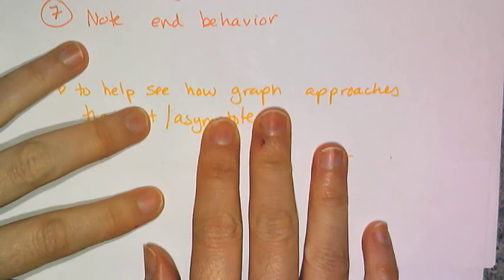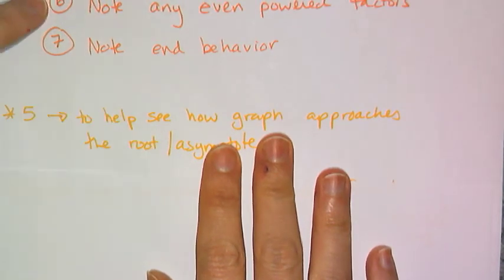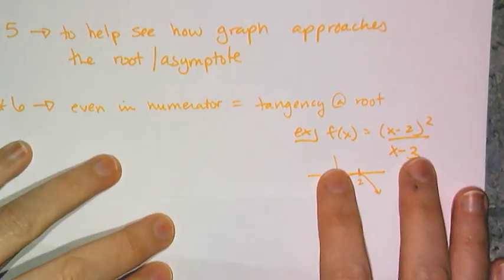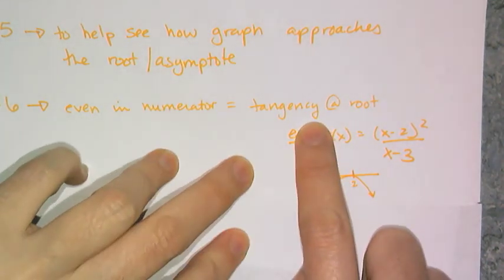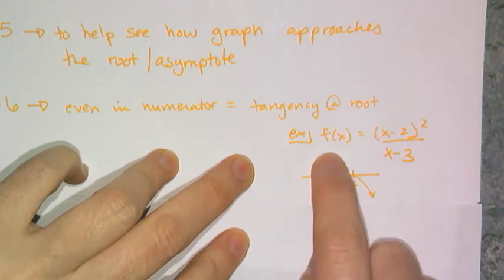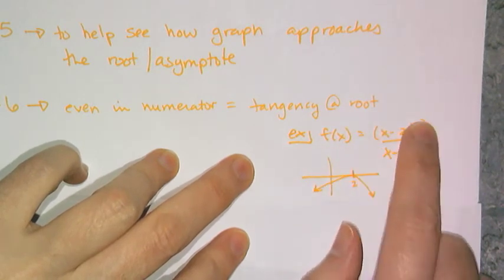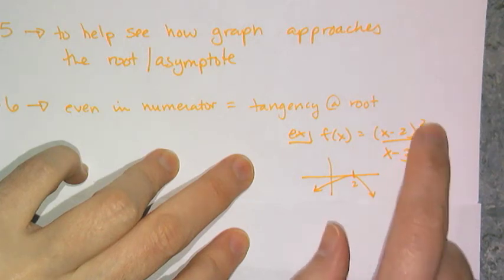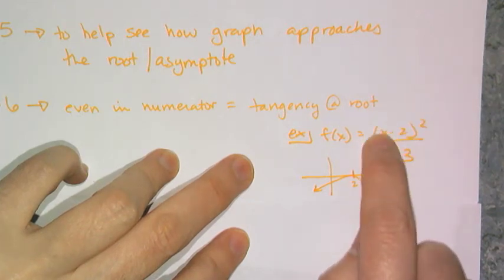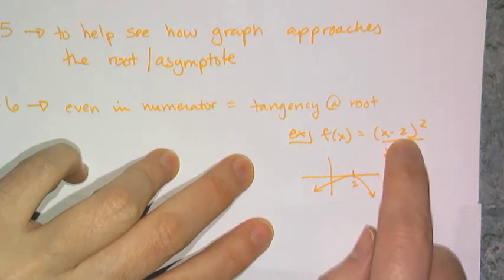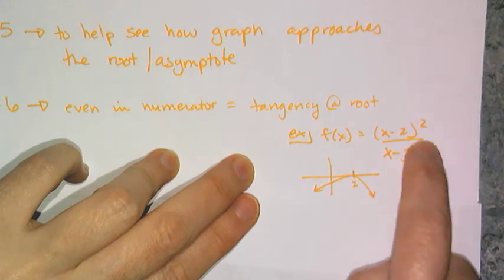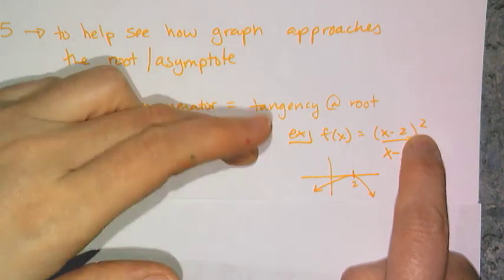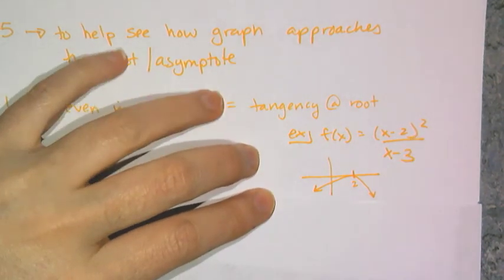Now, one thing that can help you with this process is this whole even-powered factor thing. Because if you have an even-powered factor in the numerator, what you get is something called a tangency at the root. So in the case of f(x) = (x - 2)^2 / (x - 3), this x - 2 is an even-powered factor, which means the root of 2 has a tangency. It goes up to 2 and then comes back down. And that's only going to happen if this degree is even, much like it does for polynomial functions.